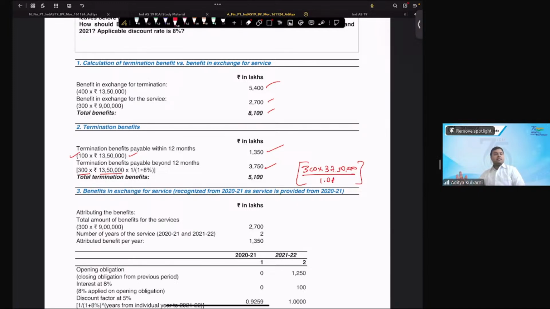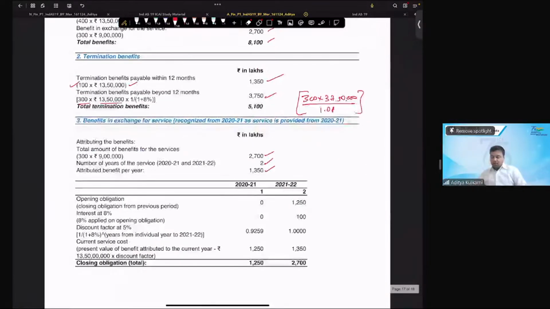benefits in exchange of service. 300 employees are working for 2 years, current year and next year. Yes, for which they are getting paid how much? 9 lakh rupees. So 9 lakh into 300, so 2,700 divided by 2. So attributed benefit to each year is 1,350. Is it okay here till now? Yes sir.